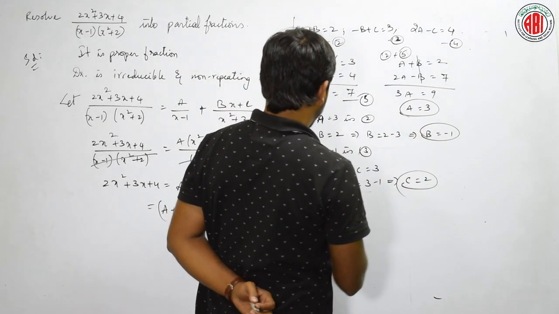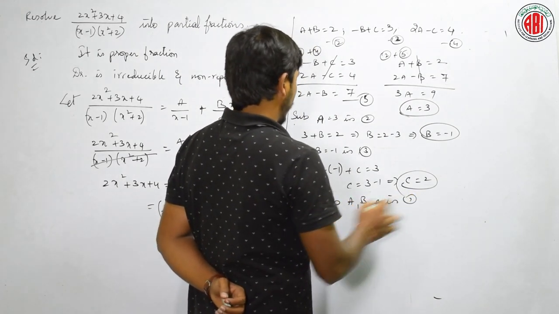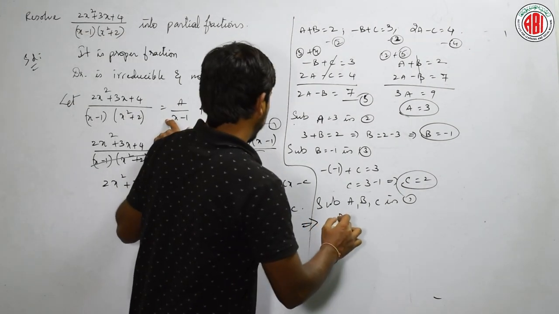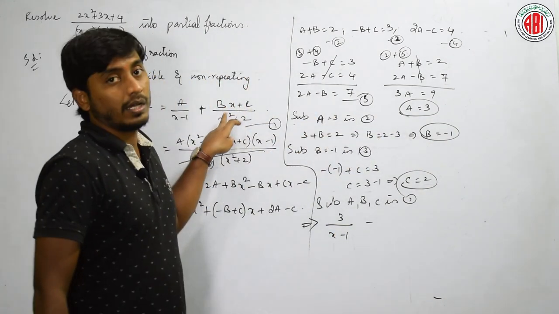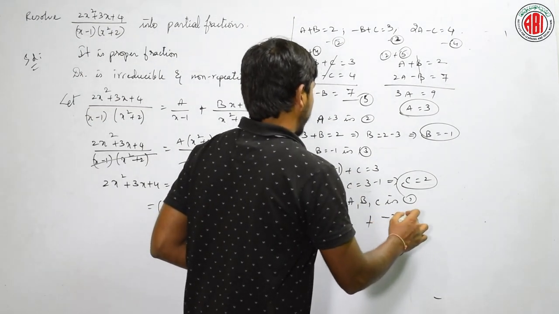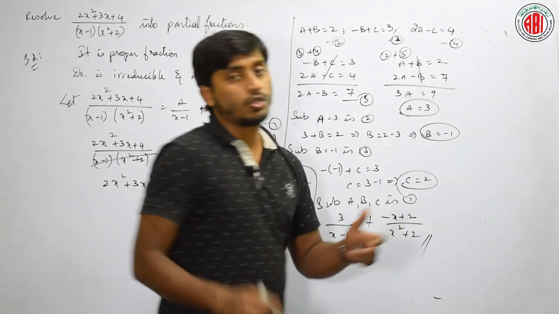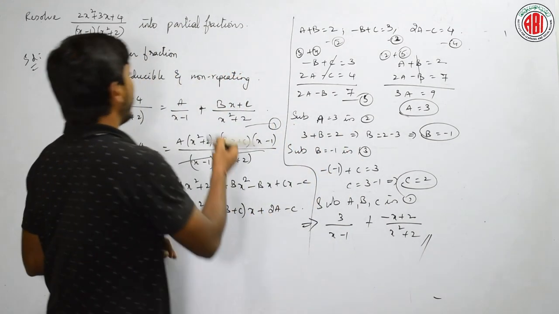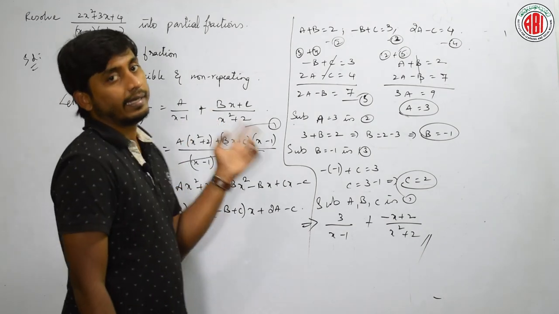Now, substitute a, b, c in 1. What do we get? A by x minus 1, that is 3 by x minus 1, b is minus 1 and c is 2. That will be minus x plus 2 by x square plus 2. Clear? What is the main difference here? Instead of taking only ABCs, we will write it as bx plus c for an irreducible term.